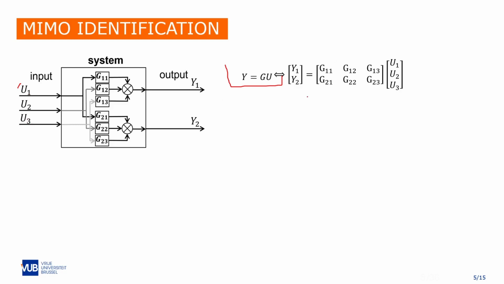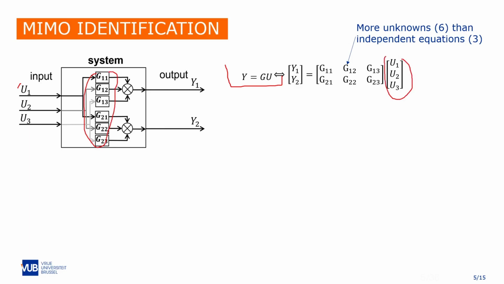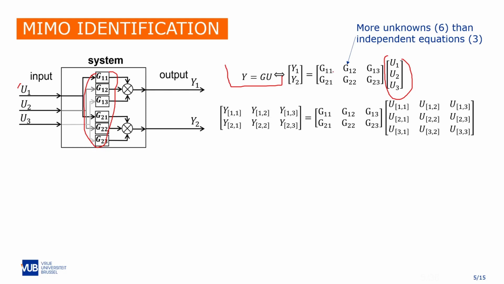And what you can see here is that we have a little bit of a problem. We have 6 unknown parameters, so 6 blocks to be identified. But if you do only this, then we will have only 3 independent equations. So we have a rank issue. To solve this, we can add additional experiments. This was the first experiment, then we make another random experiment and another one, so that we have at least as many independent equations as blocks to be identified.